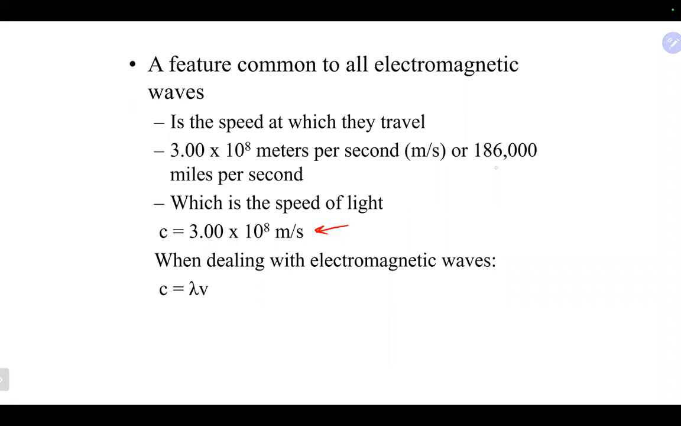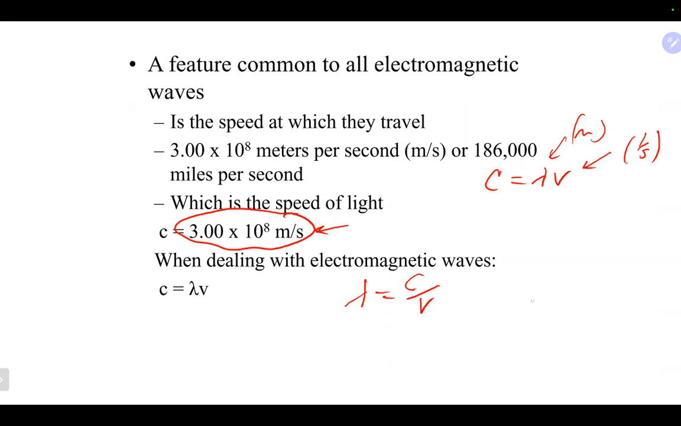You could calculate the wavelength or the frequency by using this formula. The speed of light, which is this number, is equal to the wavelength in meters times the frequency in reciprocal seconds. So if you wanted to calculate the wavelength, it would be the speed of light divided by the frequency. If you wanted to calculate the frequency, it would be the speed of light divided by the wavelength.